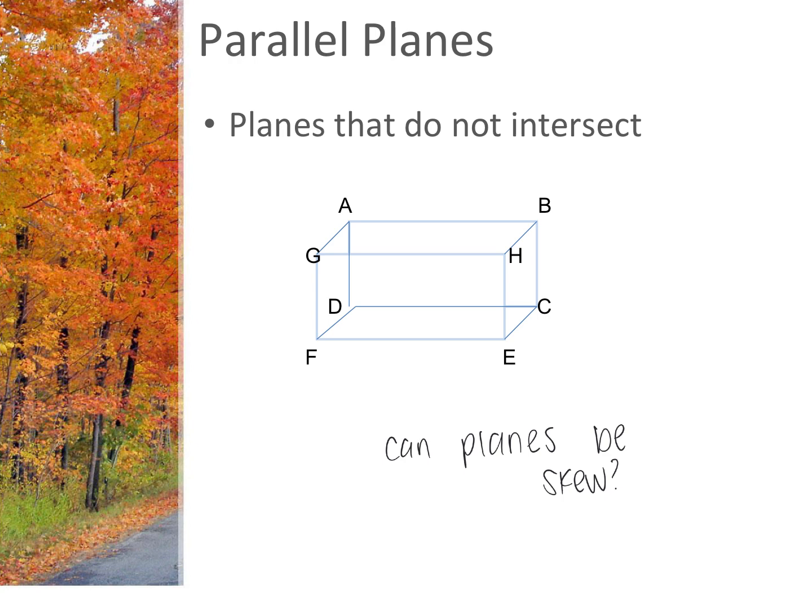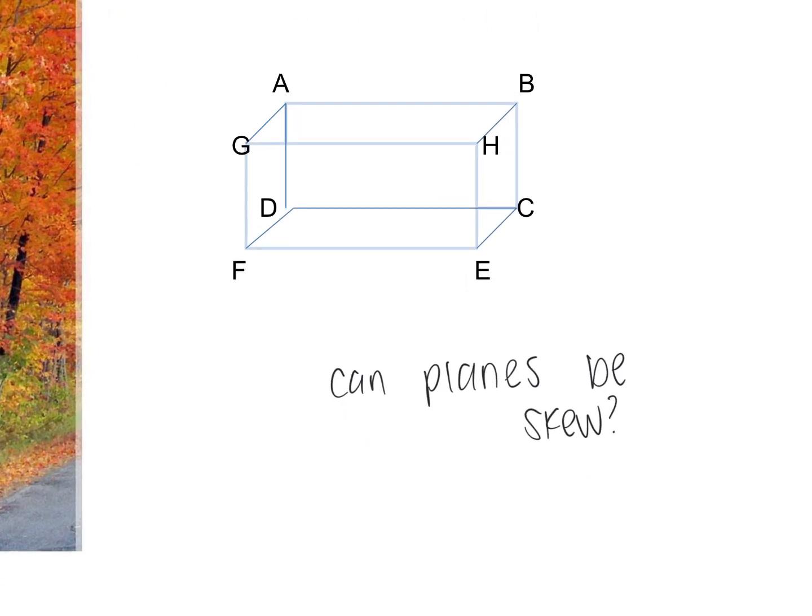Can planes be skew? Remember what skew means. It means that they are on different planes and they never intersect. Think about it, talk about it, go. 5, 4, 3, 2, and 1. Does anyone think that you can have skew planes? Raise your hand. Okay, Cody, I'm going to challenge you. Give me an example of planes that are skew. I couldn't. Exactly. You can't give me one?